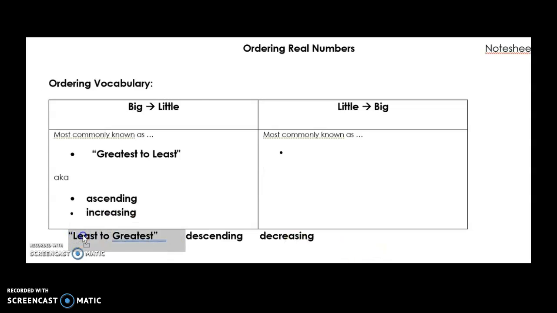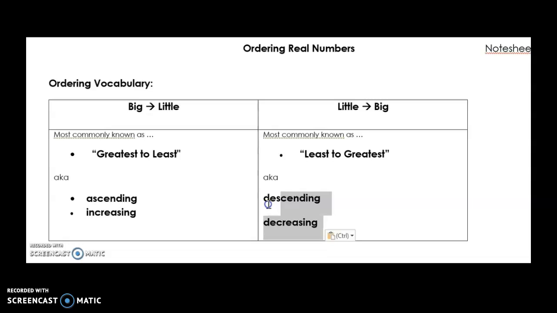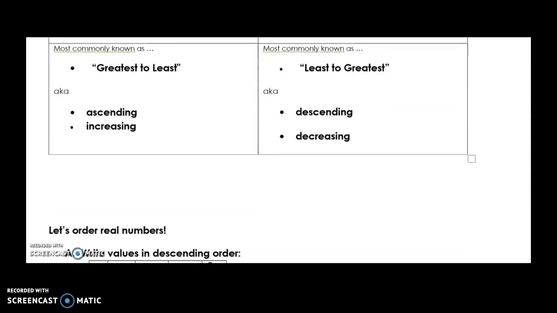All right, the other option would be from little to big. So words describe that, most commonly known as least to greatest. Order your numbers from least to greatest. Also has other words that can mean the same thing, and our last two choices apply to that. So we can have it say descending, or telling you to put it in decreasing order. Again, those are the words that insinuate or imply those directions to you. So if you want, take a quick picture of this organizer. This could be your cheat sheet or something to reference when you're looking at completing your work.